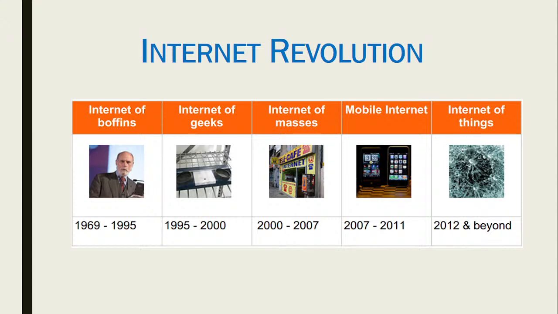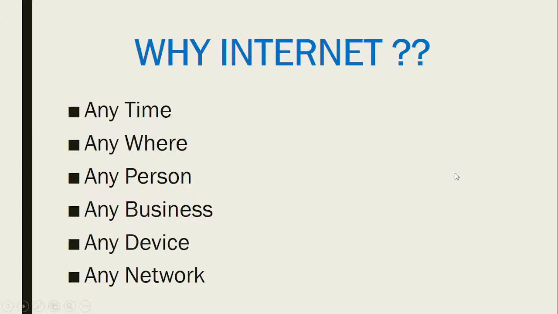You can use Python or any other kind of language, and you can make your own programs, and you can make your own simple hardware setup, and you can make your own automated systems. So automation became more popular, more liberal. That means more things are able to execute tasks without human intervention. So these devices can be connected to the internet, and they can use the internet without any human control. So why internet? For all these obvious reasons: anytime, anywhere, any person, business, devices, networks.